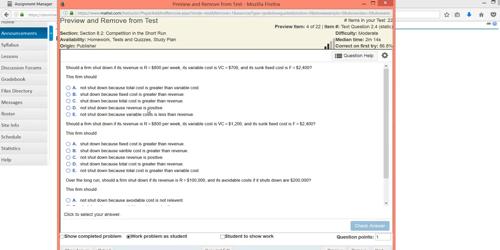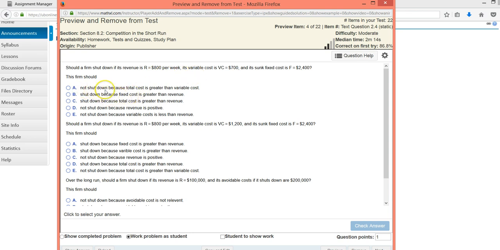As we explained in one of the homework questions, I believe it's homework number 6, the shutdown decision should be based on comparing either the price or the revenue with either the average variable cost, which is avoidable, or the variable cost which is avoidable. So we should not consider the fixed cost, because generally speaking that's sunk, that's already there, so it shouldn't affect our shutdown decision. Hence in this case we should just compare the revenue with the variable cost. In this case the revenue is greater, hence we should not shut down.